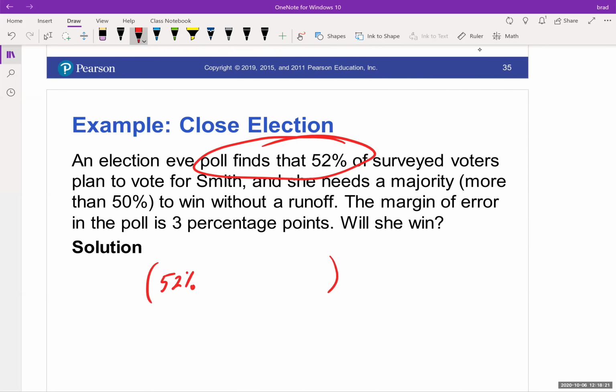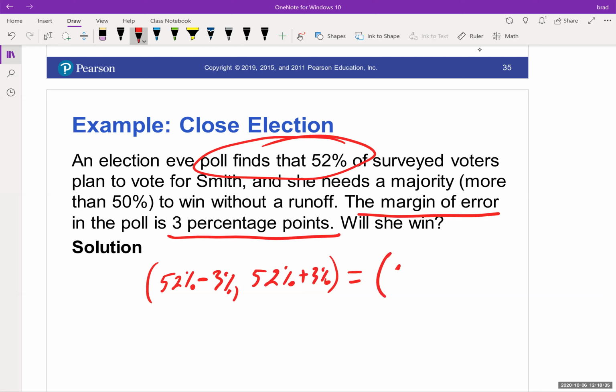And what we're going to do is we're going to say 52% minus 3%, because that's my margin of error. Right here it says the margin of error. And then I'm going to do 52% plus the 3%. So that will give me 49% to 55%. Okay, and she needs a majority, more than 50%, to win without a runoff.